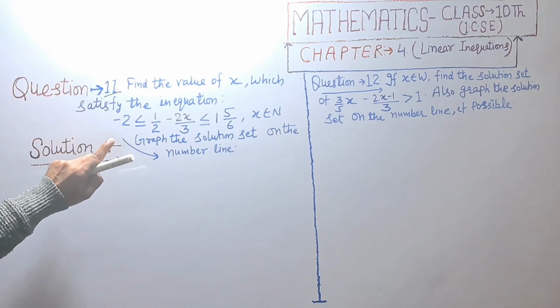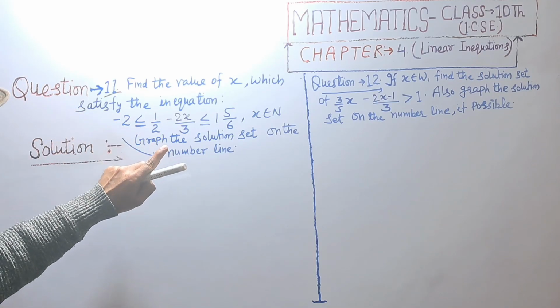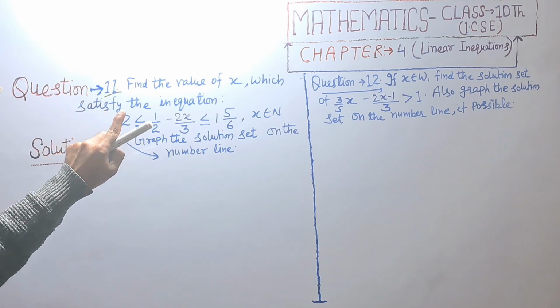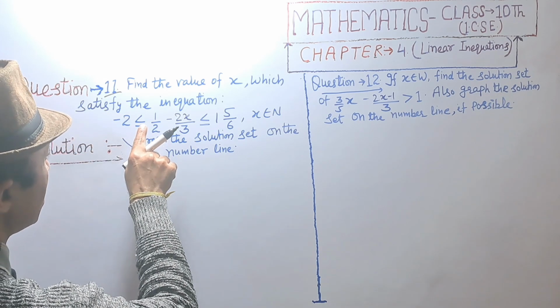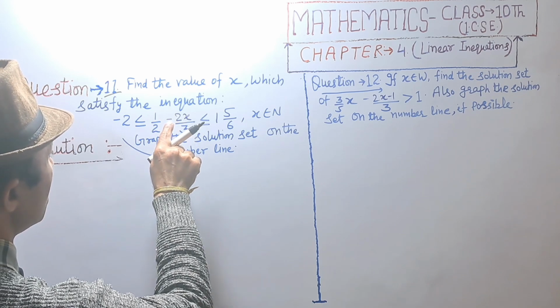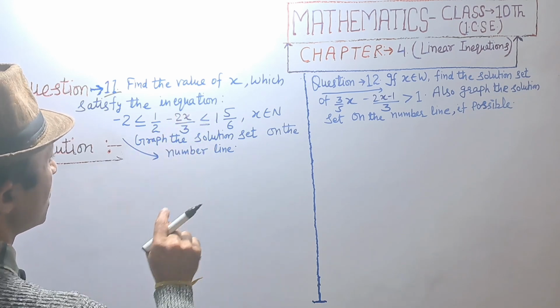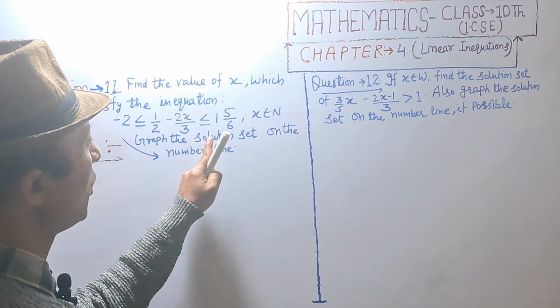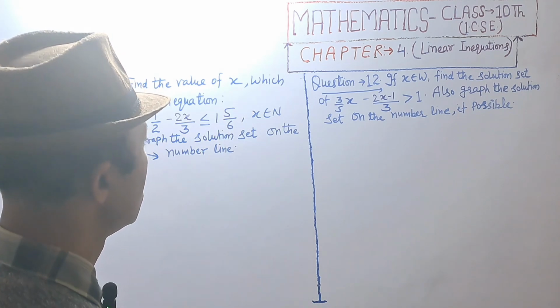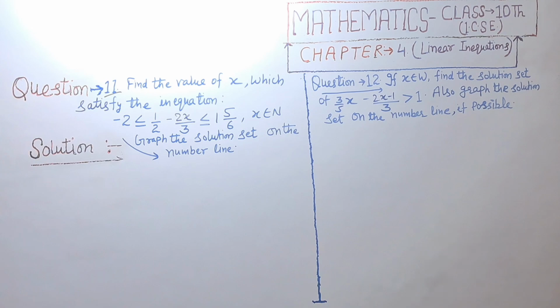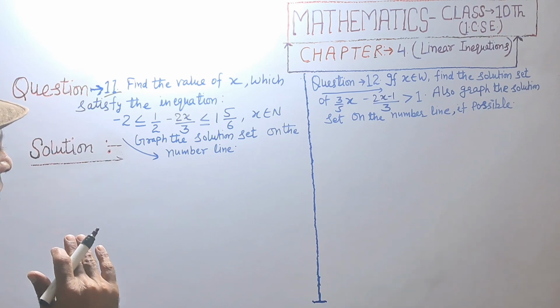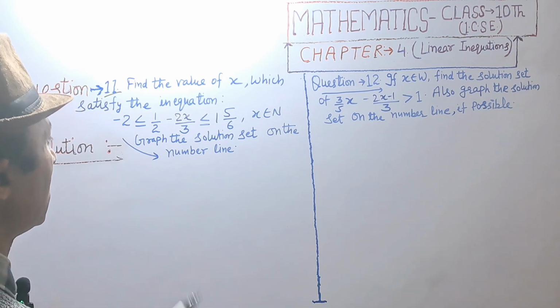Question number 11. Find the value of x which satisfies the inequation -2 ≤ 1/2 − 2x/3 ≤ 1 5/6, where x belongs to natural numbers. Graph the solution set on the number line.